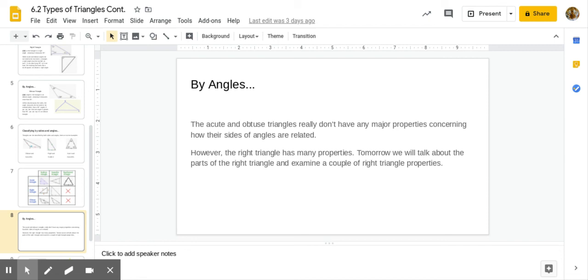When you are thinking about your triangles by angles, acute and obtuse don't really have any major properties that are associated specifically with their type of triangle, but the right triangle does. The right triangle actually has several properties that are true about it. Tomorrow in our next lesson, we're going to talk about the parts of the right triangle and then also a couple of properties that exist for it.